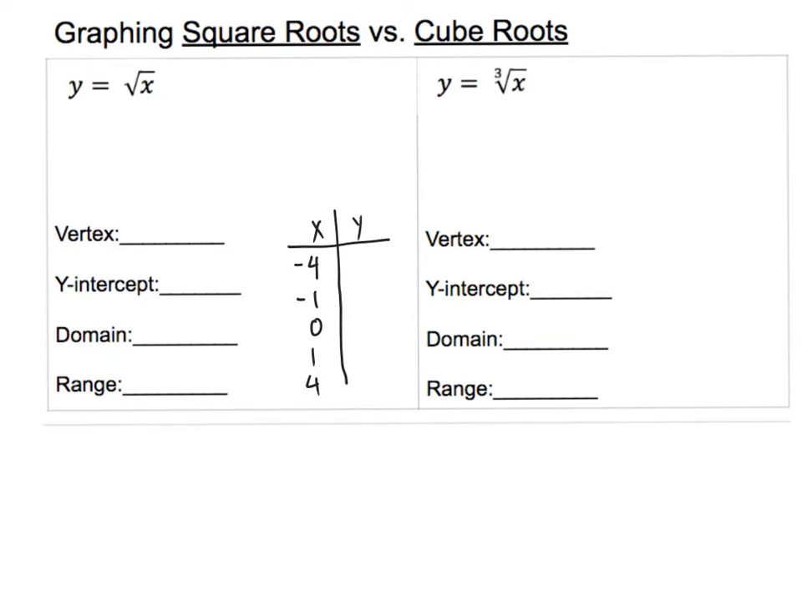All I'm doing is choosing some x values so I can plug them into my function, get some y values, and get some coordinates. Coordinates are just points that I can plot and then connect the dots to make a curve to see what the picture looks like.